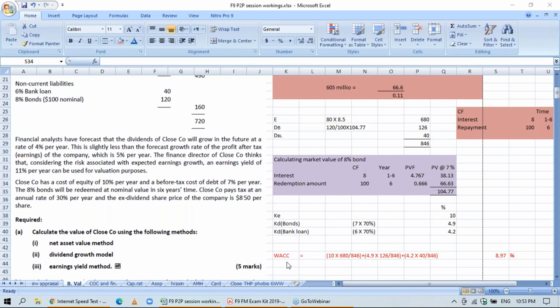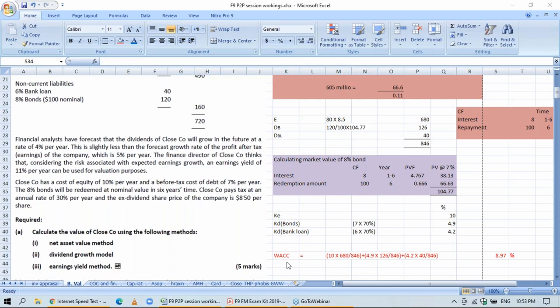Don't use 7% then. But usually what we do, it's 9%. 9% is perfect. This is approximately 8.97. 9% is perfect. WACC is approximately 9%. This is some rounding of difference only, Ibrahim.